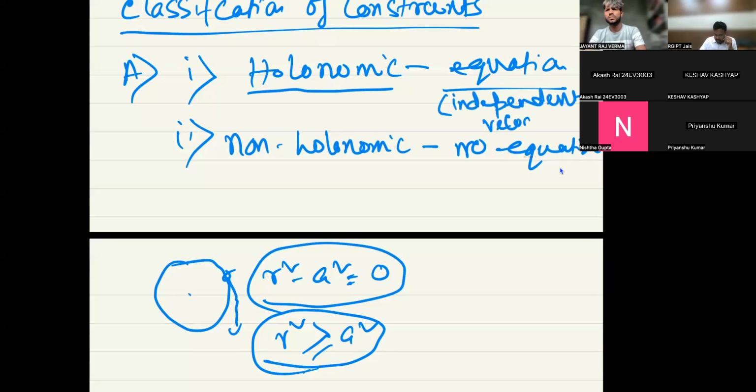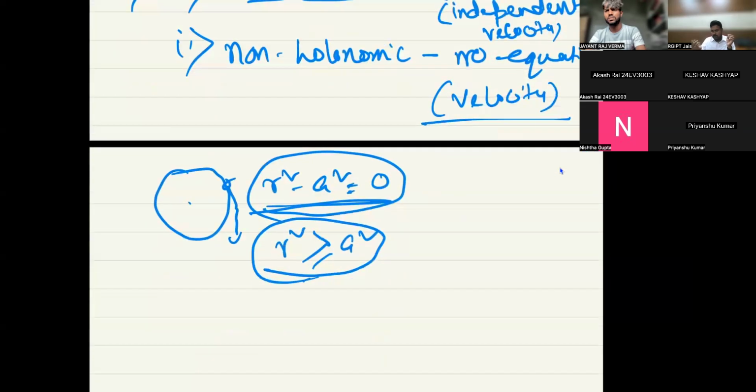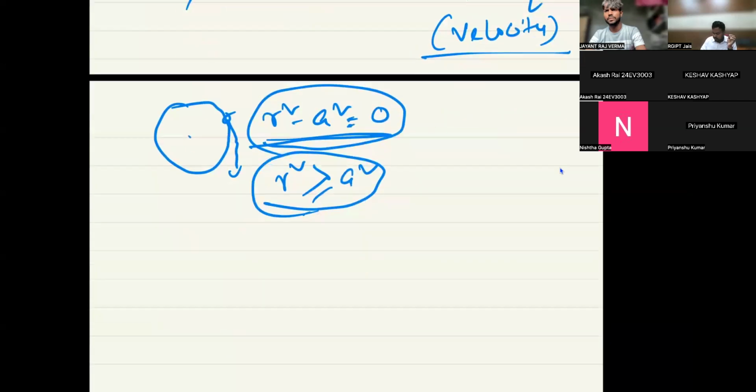Independent of velocity. This constraint relation is independent of velocity. It only depends on the coordinates. That's why it's called holonomic. But in the case of non-holonomic, it will depend on velocity, or it will have some form of velocity included in the constraint relation. So that will be called a non-holonomic constraint.